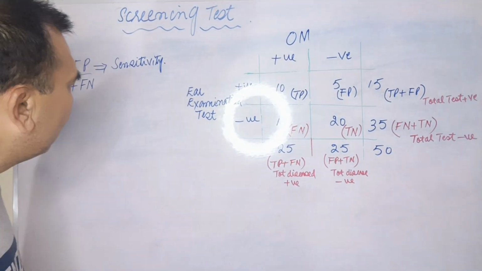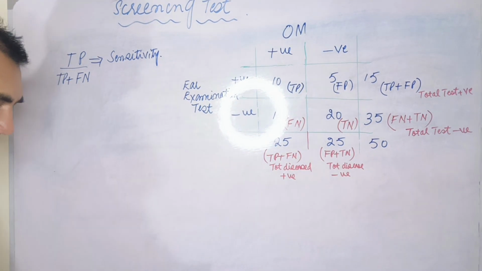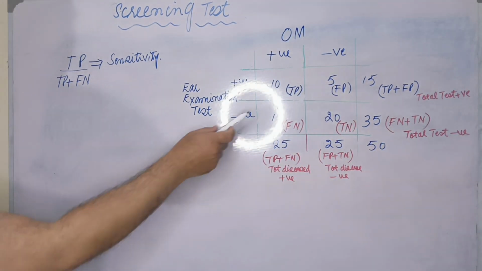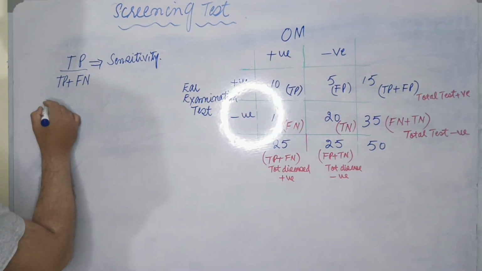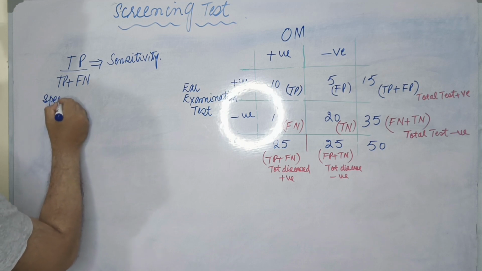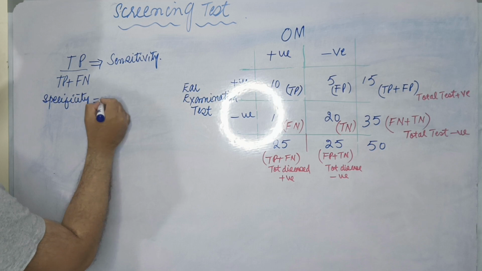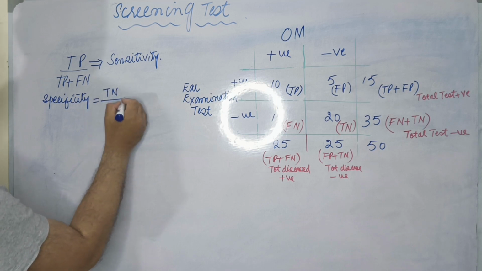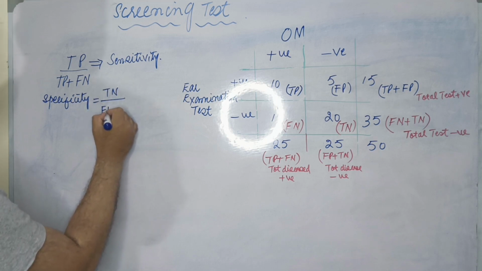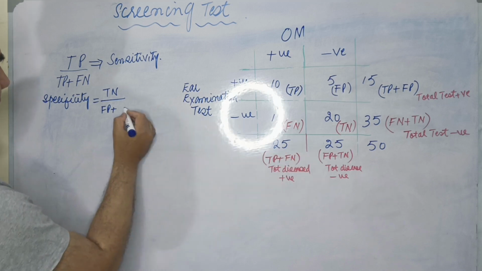Now we will go to the formula for the specificity. What is the formula for that? True negative divided by false positive plus true negative.